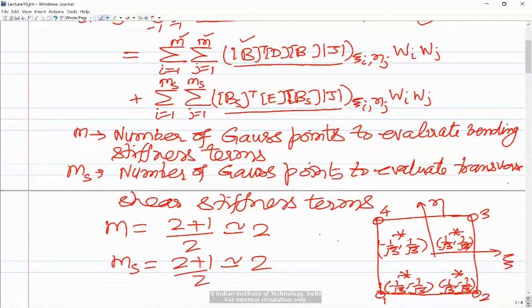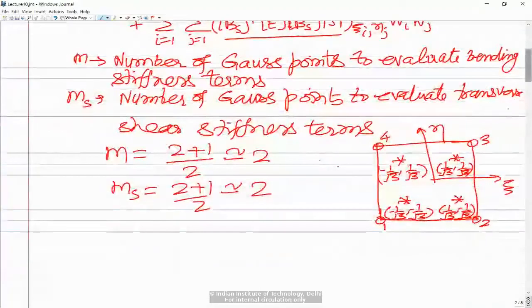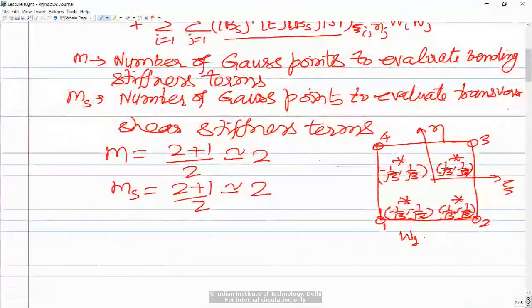So these are the values of xi and eta at Gauss points, and the values of w for 2 by 2 integration, when we have 2 points along xi and eta direction. So w1 and w2, because i and j are going to range from 1 to 2, w1 would be 1 and w2 will also be equal to 1 for 2 by 2 integration points.